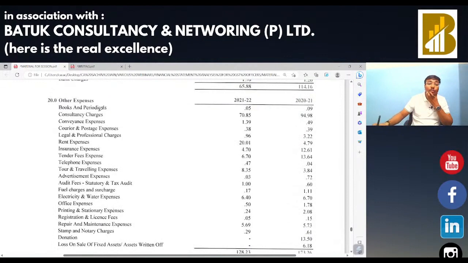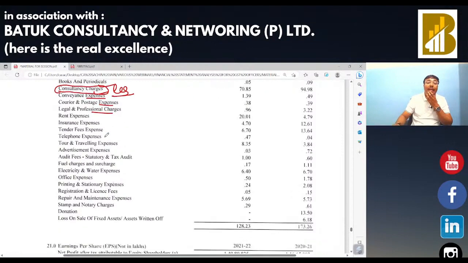Expenditures are also there: books and periodicals, consultancy charges. For consultancy charges, we are going to check that no legal expenditure is there. Conveyance expense, courier and postage, legal professional. Many times what they do is put freight inside conveyance expense. So we are going to check the conveyance expense also, that no freight entry has been posted in that conveyance expense.